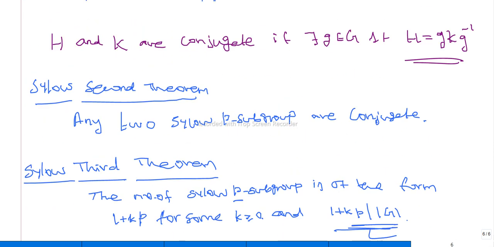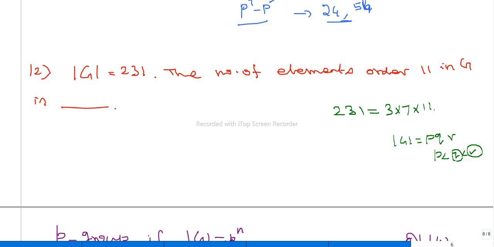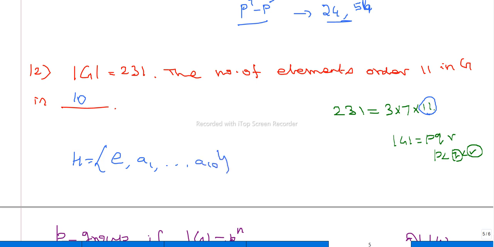So now our question is solved: the answer is 10, because there is only one 11 Sylow subgroup, and its order should be 11 to the power 1, because the maximum power of 11 in the order of the group is 11, not 11 squared or 11 cubed. So that subgroup contains 11 elements. Since H is a subgroup, it always contains the identity element, and the remaining elements I can take as a1, a2, and so on up to a10. So totally 11 elements. The order is 11, therefore it is a cyclic group, and the theorem says the number of generators is phi of the order, phi of 11, which is 10. So there are 10 generators.